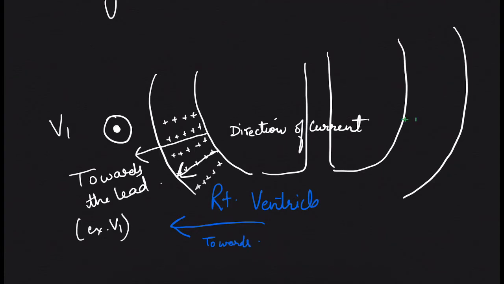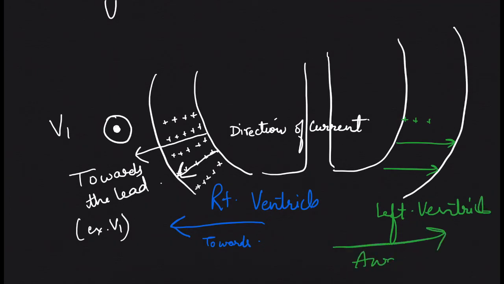Now whenever the left ventricle gets depolarized, the current will travel again from endocardium to the outside. This current is flowing away from the V1 electrode. As you can see, it's not coming towards V1, so the current is flowing away from V1. This will cause a negative deflection in V1. So instead of a QRS complex, we'll get a positive wave followed by a negative wave.